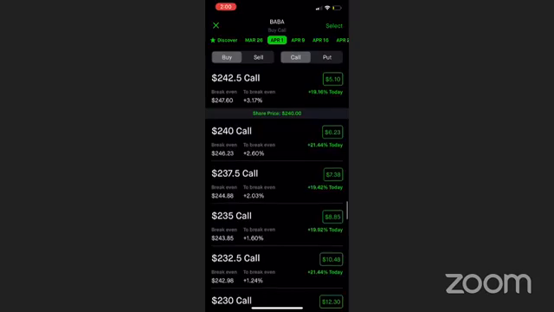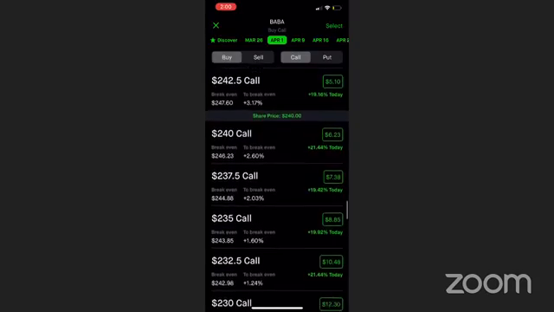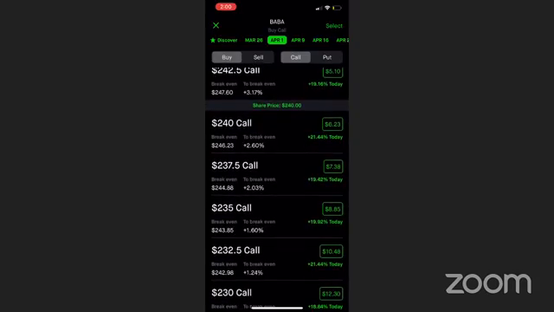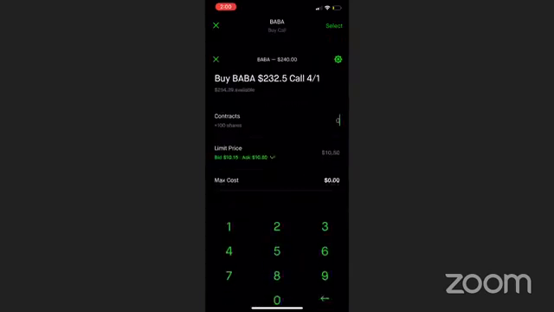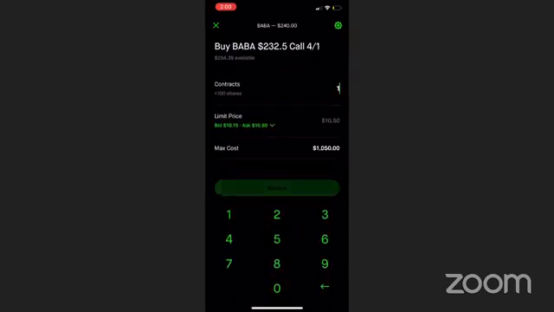So for instance, it tells you the percentage of break even. Right here, if you bought the 250, now this would cost a little bit more. You would pay $1,050 for this contract. But what are you getting? You're getting the right to buy Alibaba for $232.50, and right now it's $240. So you'll be able to buy it $7.50 less than the market price. So it's in the money.